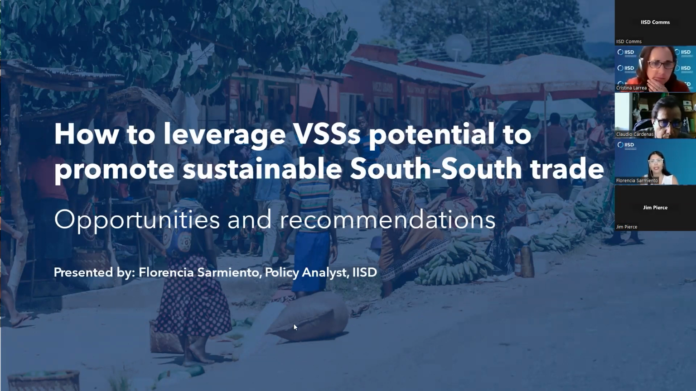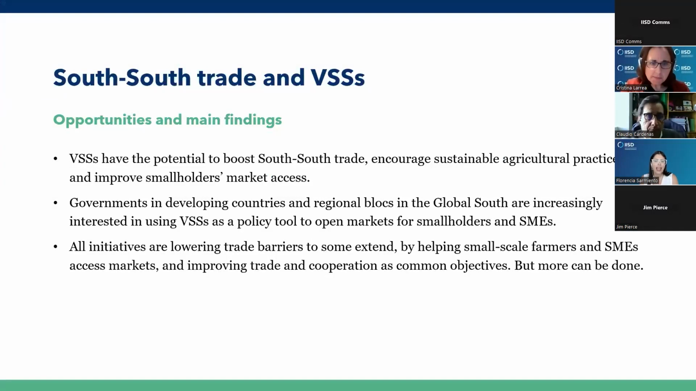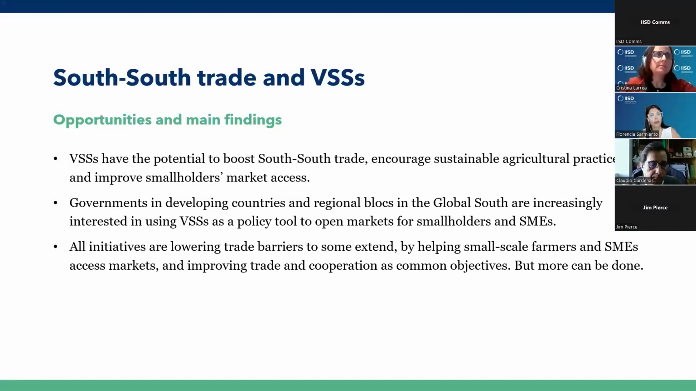So now turning to the second part, let's talk about some opportunities and what are our recommendations. Next slide, please. The analysis of the examples that were just developed and that we have analyzed in the report essentially show that sustainability standards can increase sustainable trade between developing countries and regions. At the same time, they can promote sustainable agricultural practices, delivering sustainable development outcomes. They can also improve smallholder access to markets because they open new markets.